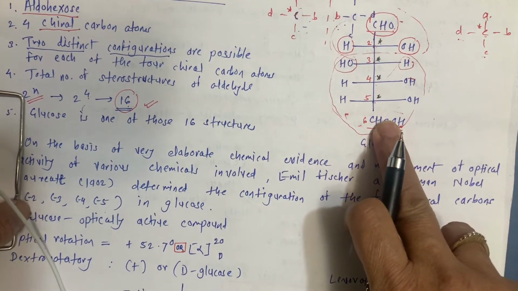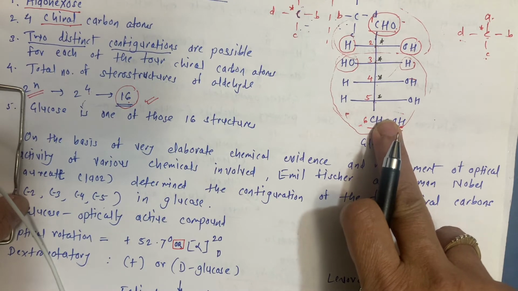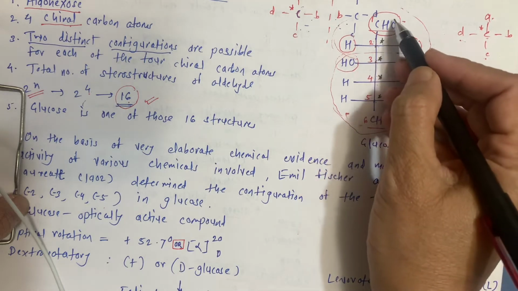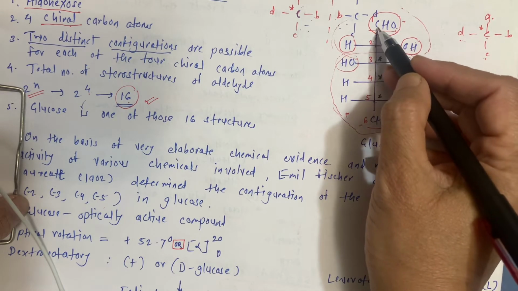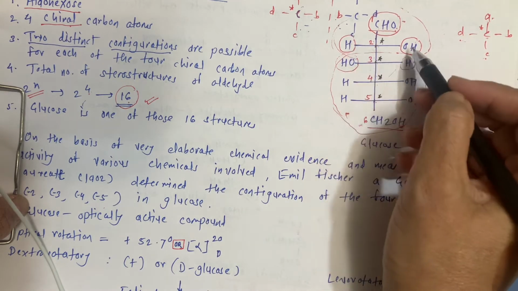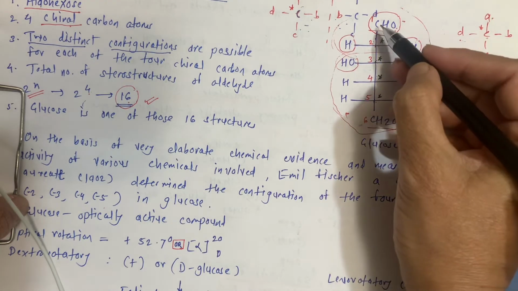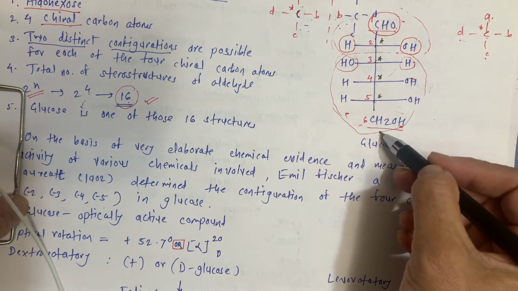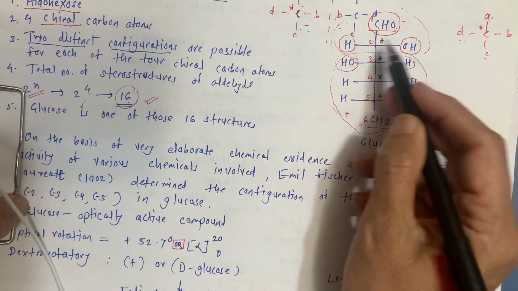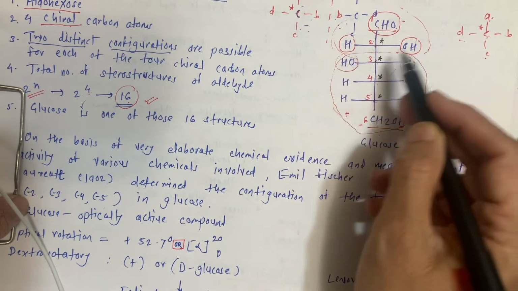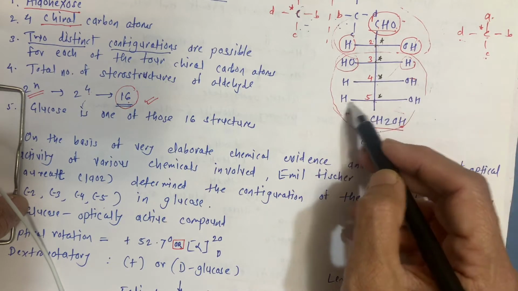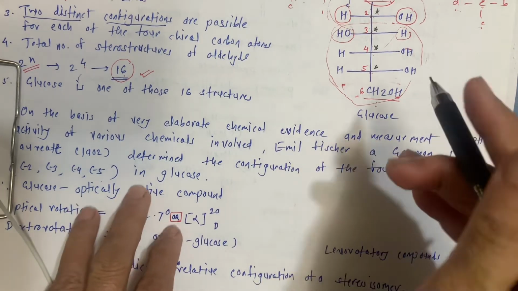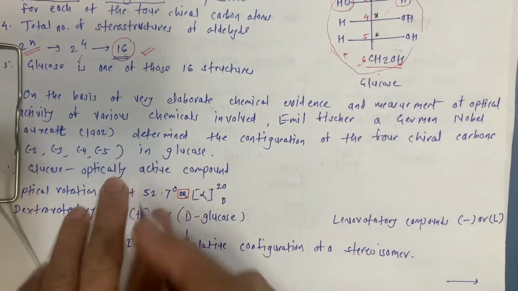This is known as the Fischer formula, where we are not supposed to write the C, we can only write the end groups. So at the end we mention CHO, and here we mention CH2OH. These are not carbons, so we have to write HO, OH like this. And as this is possible, that's why this is optically active.